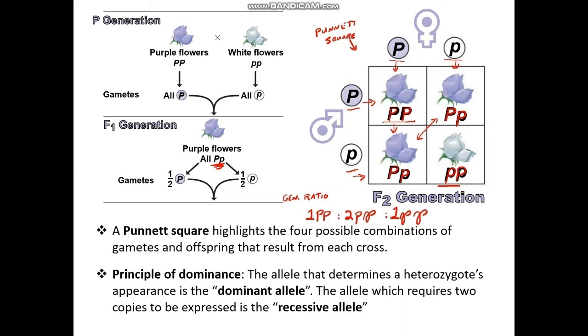We can also look at the phenotypic ratio. The phenotypic ratio, we're just looking at the physical results here. So we have 3 purple flowers to 1 white flower-petaled pea plant. This is your phenotypic ratio.